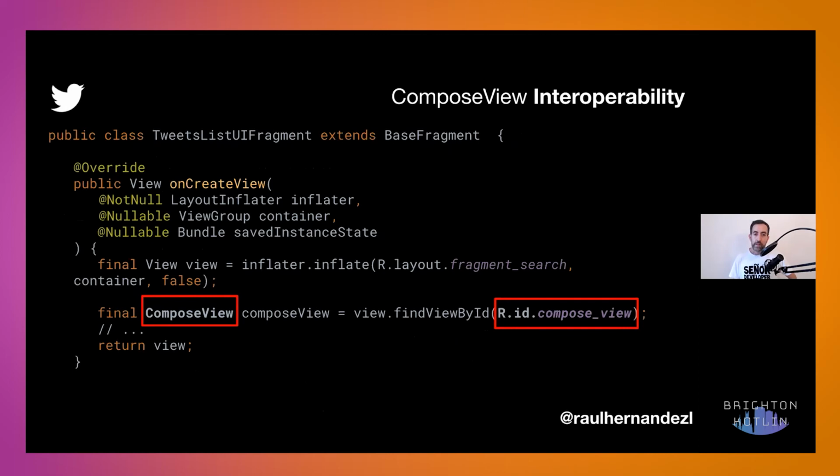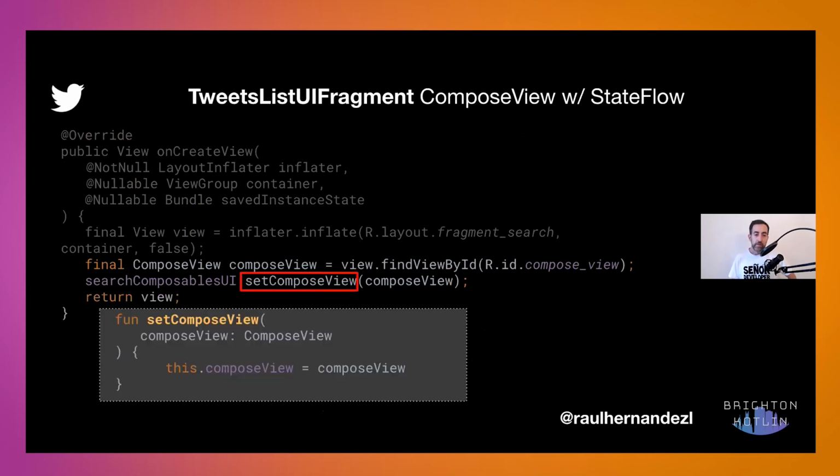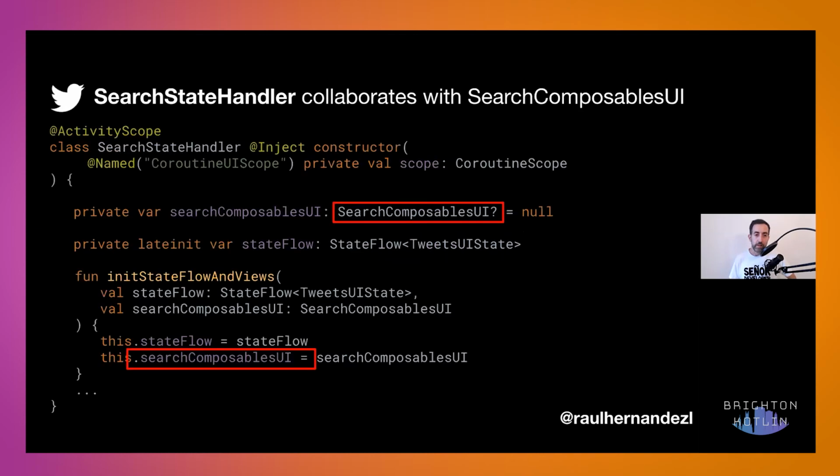Like that. In this particular fragment, I will find this view. I will get the compose view. And then I will pass the compose view to use when I need it in the search composable UI that I created. Something like that. I will assign this value and use it later on. Right. Initializing flows with the view delegate with the state flow, and then when we get the state flow, we'll pass this search composable UI and we'll use that when we need it.